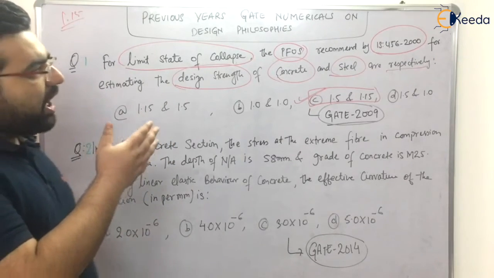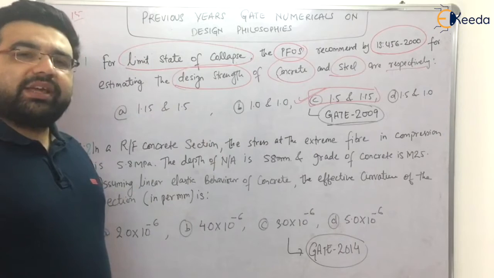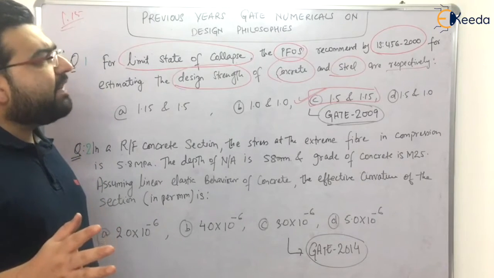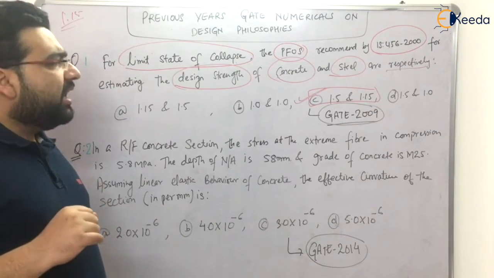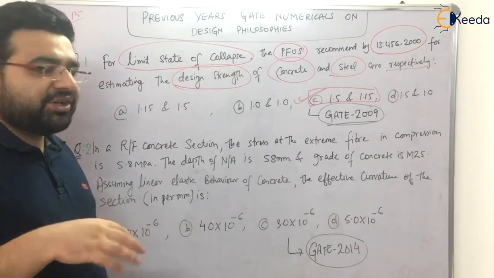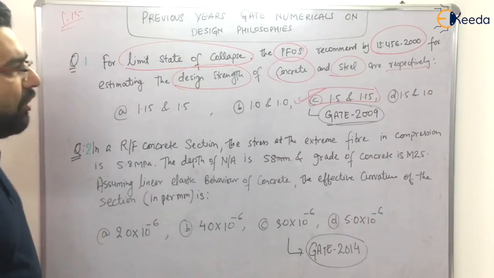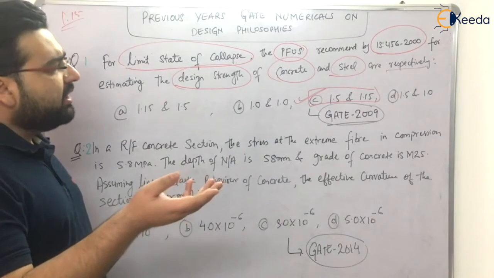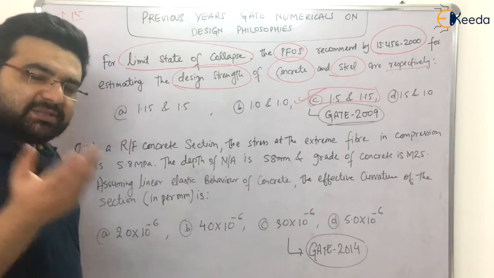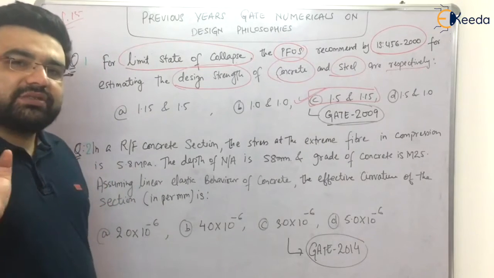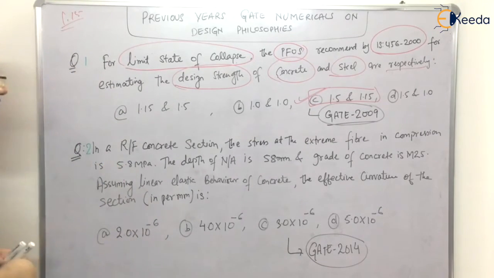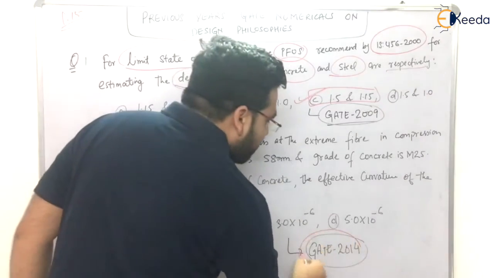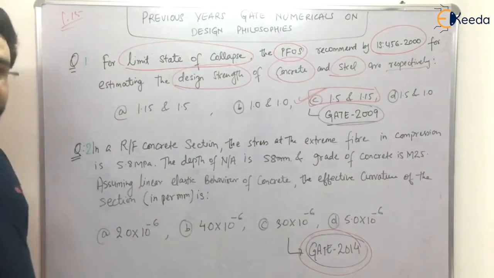Now I have looked through all the previous year numericals. I didn't find any numerical which is a bit hard or tricky. Only one numerical I found a bit tricky, because the other numericals were simple, straightforward numericals: determine EC, determine split tensile strength, straightforward formula based questions, right? But this numerical which came in GATE 2014, I found a little bit tricky.